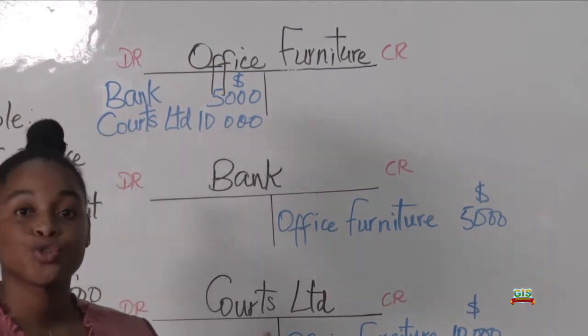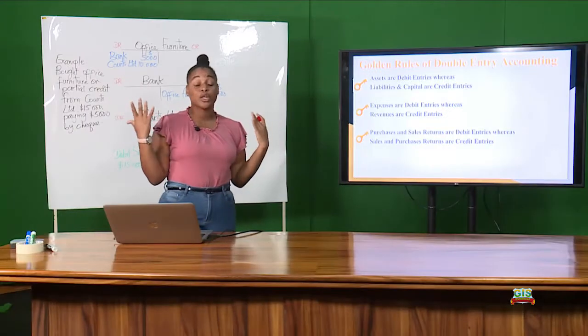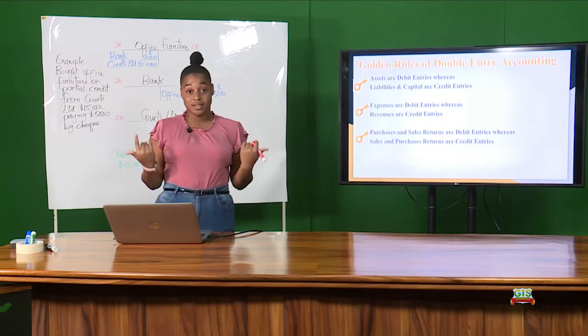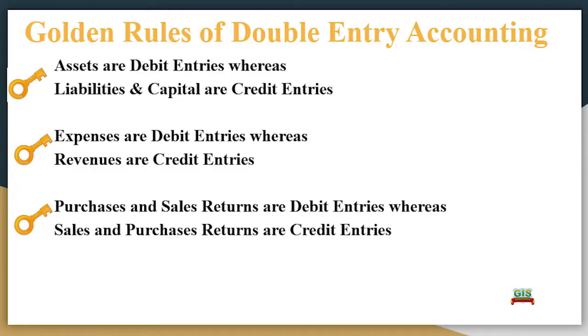So we just have to stick true to the golden rules. You have to find loopholes. You have to find ways to help yourself. Number 2, expenses are debit entries, whereas revenues are credit entries.